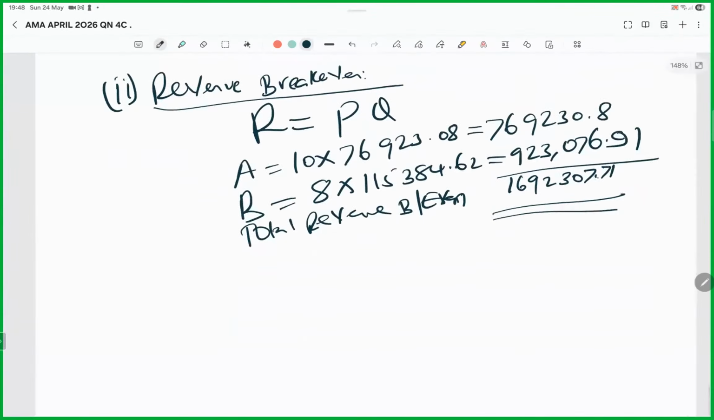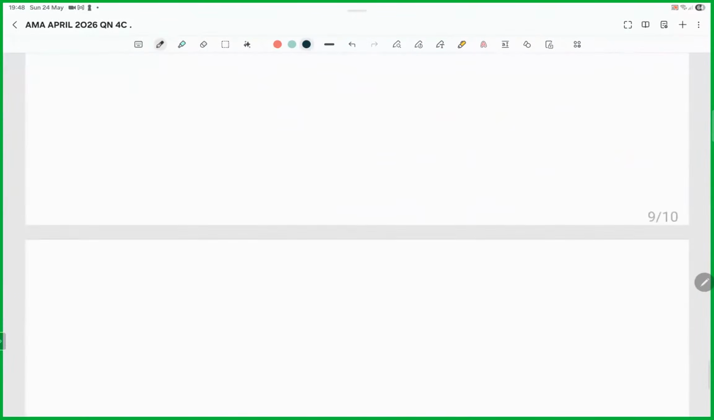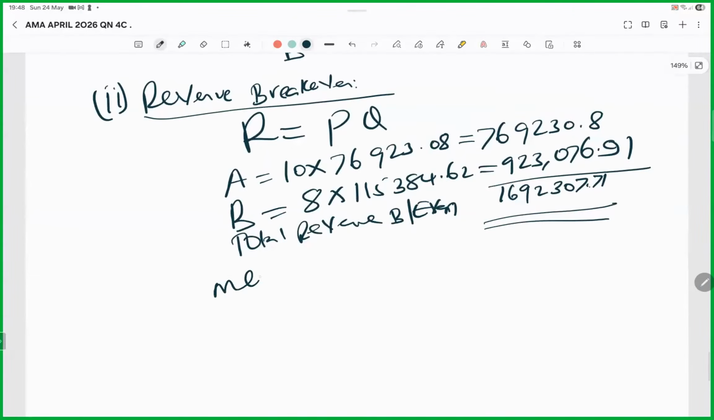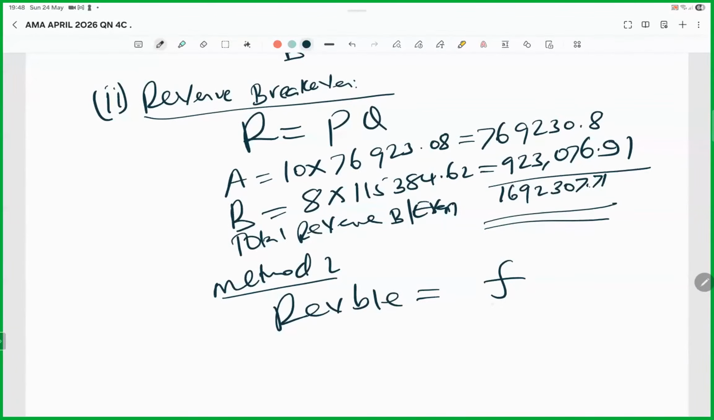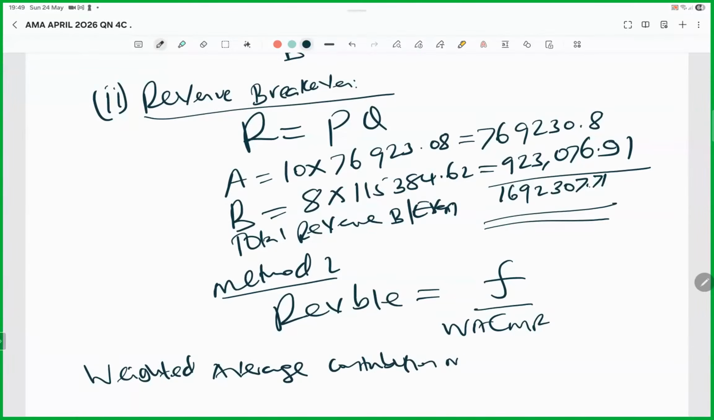But now you see, ladies and gentlemen, we have this other method, method 2. You can get revenue break even directly, which will be fixed cost over CMR for a single product. But if it is multiple products, we talk of weighted average contribution margin ratio. That is what we call WACMR.